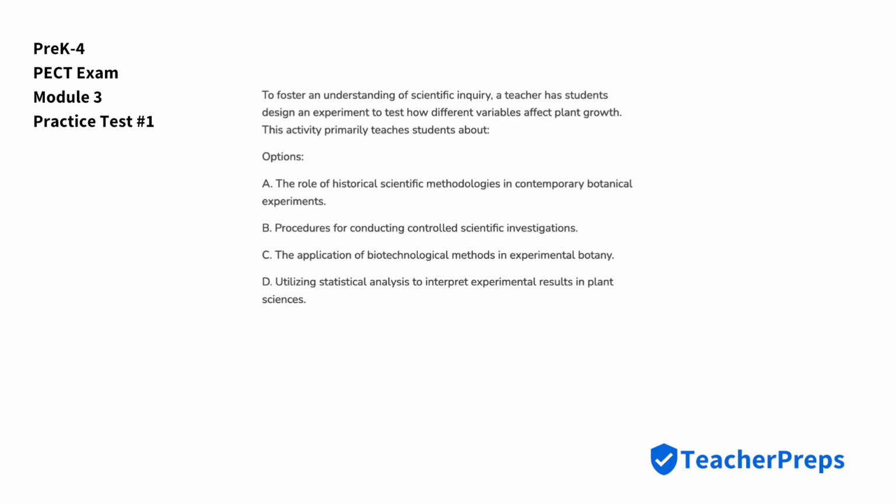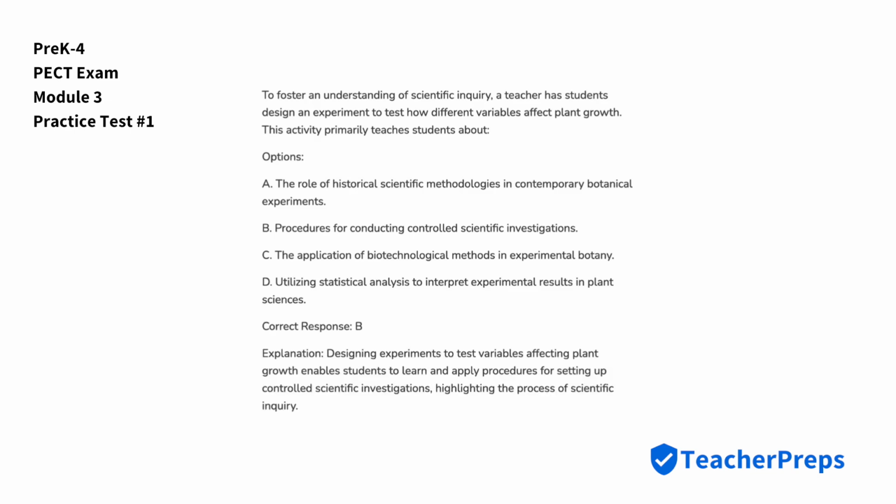To foster an understanding of scientific inquiry, a teacher has students design an experiment to test how different variables affect plant growth. This activity primarily teaches students about... Option B. Procedures for conducting controlled scientific investigations appears to be the best solution here, as designing experiments to test variables affecting plant growth enables students to learn and apply procedures for setting up controlled scientific investigations.